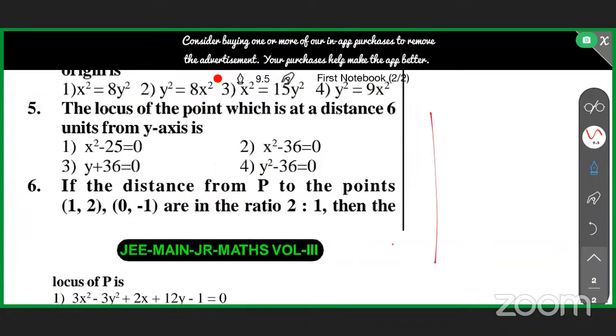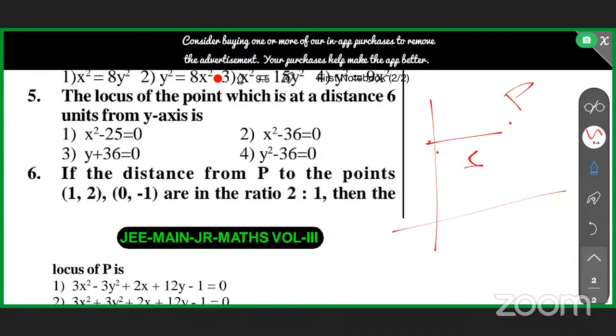What they're telling is there is one point P. From this point to this y-axis, the distance is 6 units. If you take this one as (x, y), this will be some (h, k) something. Then using the distance formula, find it out. Then you'll get it.